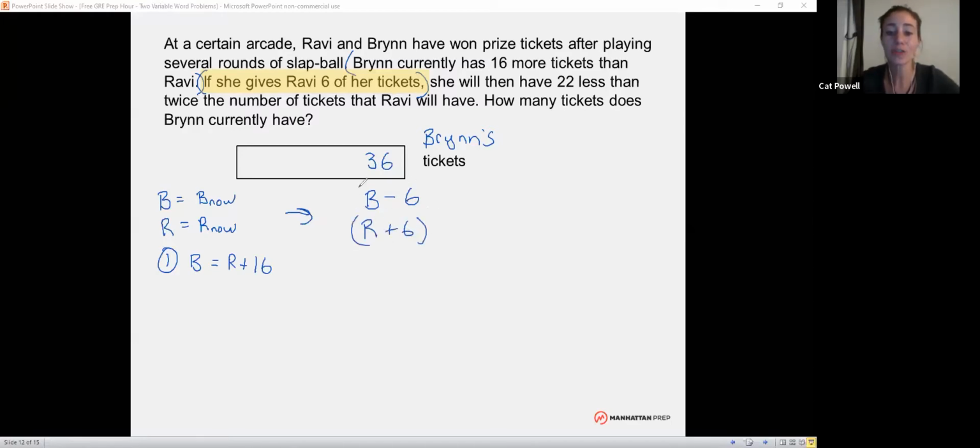And now I can translate the rest of this sentence just word by word. Okay, she will then have. What's that? That's the B minus 6. That's what Bryn is going to have. 22 less than. So there's going to be a minus 22 in here. 22 less than what? 22 less than twice. So there's going to be a twice something. Twice what? Twice the number of tickets that Ravi will have. So that's my R plus 6, again with the parentheses. Okay, so what Bryn will have is equivalent to 22 less than twice the tickets Ravi will have.